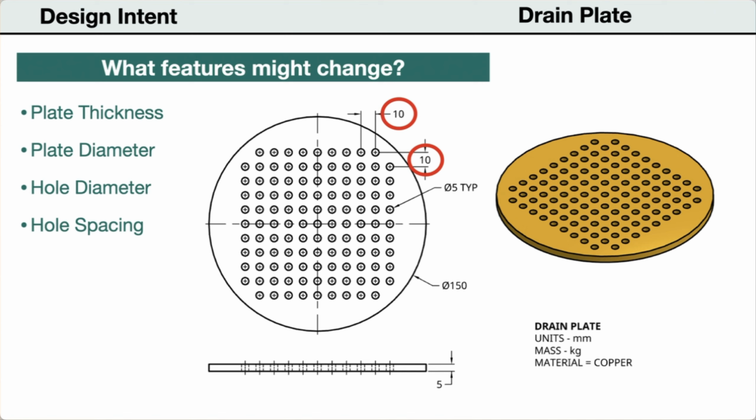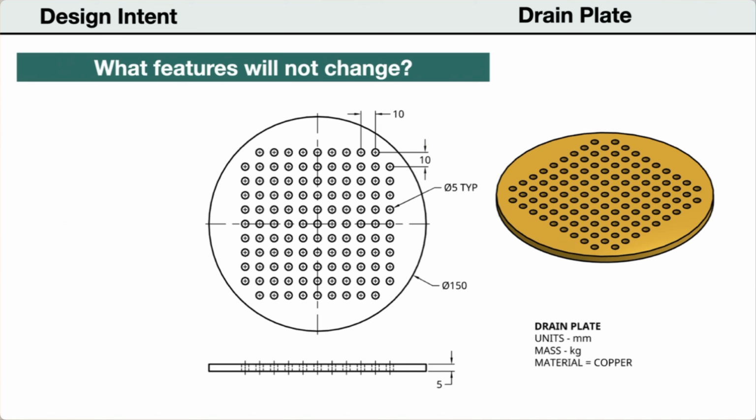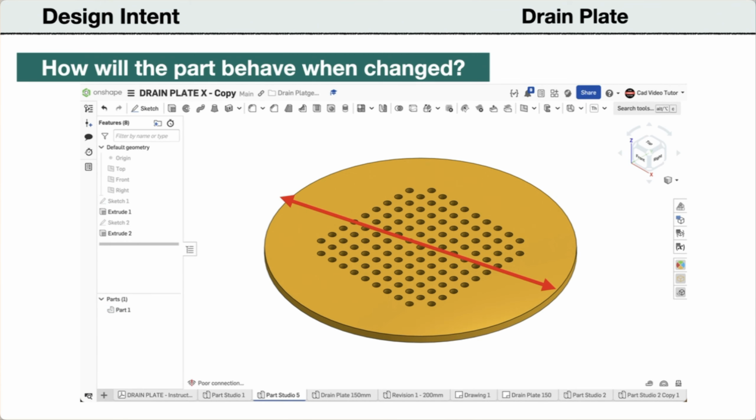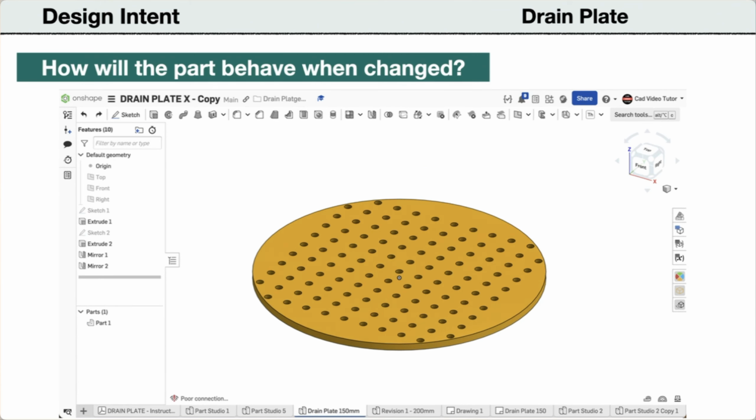Next, we need to identify the features that should remain unchanged when the part is revised. The part should maintain its circular shape. The hole pattern will remain centered and symmetrical to the plate. The choice of constraints and the order they are applied will determine if the model will behave predictively when changed. So, I want to be able to change the diameter of the plate and the spacing of the hole pattern, and be able to edit the number and placement of the holes in the pattern, as well as change the diameter of the holes, and have the part update without errors.